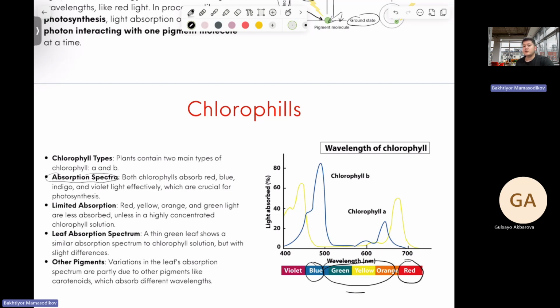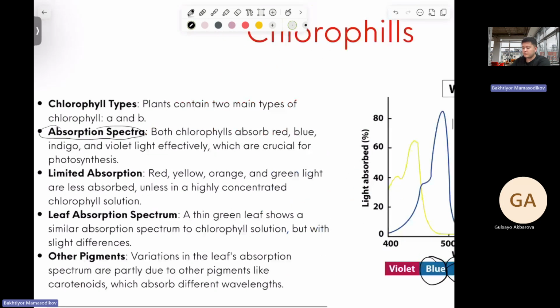And the leaf absorption spectrum in real life: leaf tissue shows similar curves with minor shifts. And we have other pigments as well. Those pigments are called carotenoids. They absorb the blue-green and reflect the yellow-orange. They are called carotenoids, other pigments. They reflect the yellow color, but they absorb the bluish color and the reddish color.